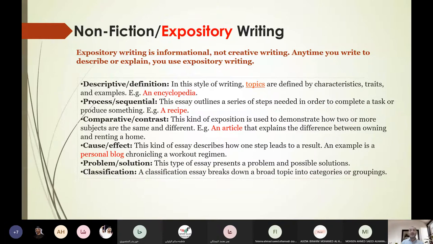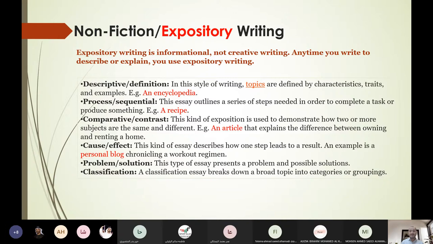Comparative and contrast: to compare and contrast between two aspects or two items. This kind of exposition is used to demonstrate how two or more subjects are the same or different. So we compare similarities and contrast differences. For example, when you write an article that explains the difference between owning and renting a home, or raising a pet at home, which pet is better, a dog or a cat. So we're going to compare and contrast between both, okay? This is called comparative and contrast writing.